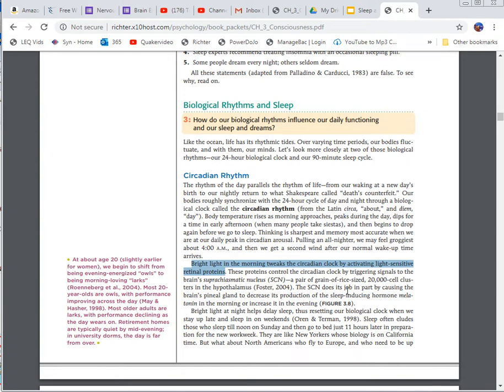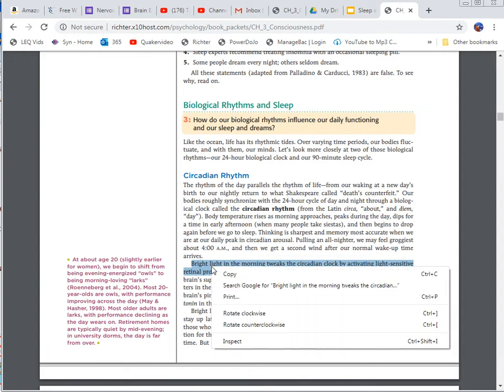The SCN does its job in part by causing the brain's pineal gland to decrease its production of the sleep-inducing hormone melatonin in the morning, or increase it in the evening. Now that makes sense, and in my own experience, I've taken melatonin once in a while to help myself sleep. So your brain is producing a little more of it in the evening, and it knows it's evening because of the light. So I'm going to make a note of that.